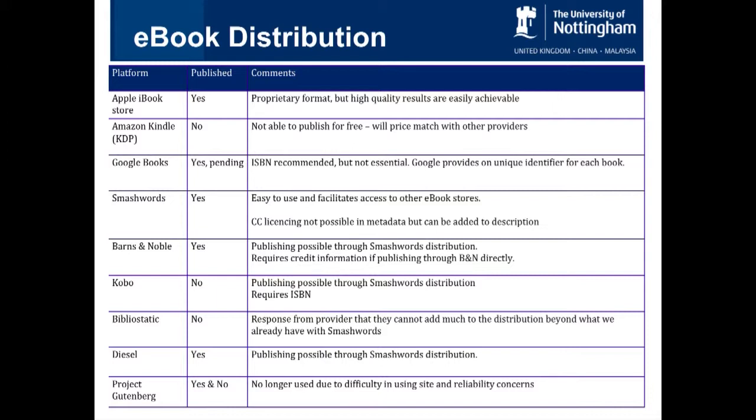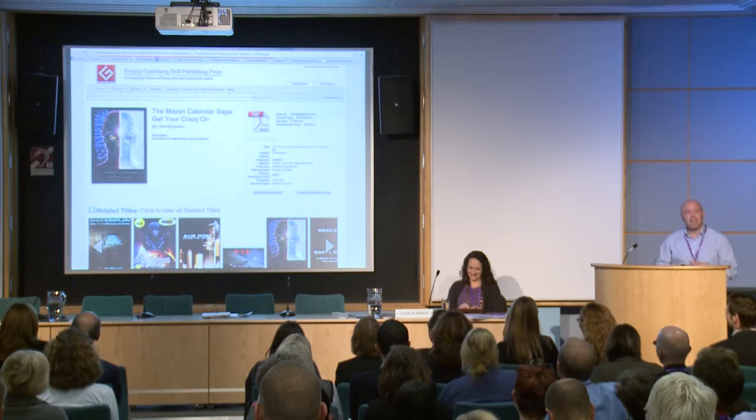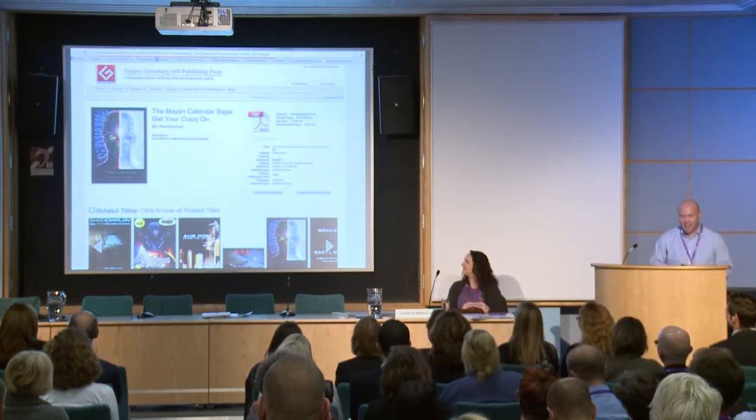And that's really where we went down. We're on Barnes & Noble as well, a few other places. We did try to put things into Project Gutenberg as well, if that's something you've heard of. But this is one of the issues we found with this: although that's our URL for sustainability, the business perspective, when you go to it, it finds the Mayan Calendar Saga, Get Your Crazy On, whatever that might be. So there's a few people not laughing there, so I'll assume you're the ones that have read the Mayan Calendar, Get Your Crazy On. So you might want to check that out rather than one of our books.